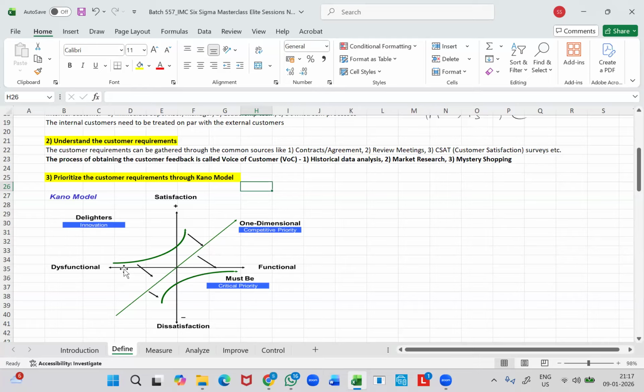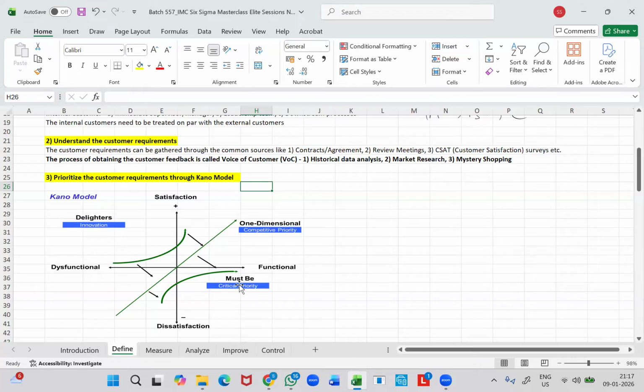And then the third category of customer need is the delighter. So delighter needs, as we can see, are exactly opposite to must-be, right? Delighter needs are represented by this steep curve, which is placed entirely in the satisfaction half. Now let us try to understand the characteristics of all these three categories of customer needs.